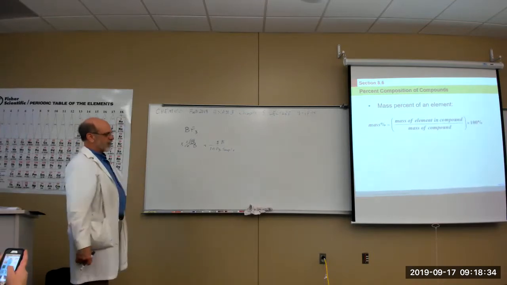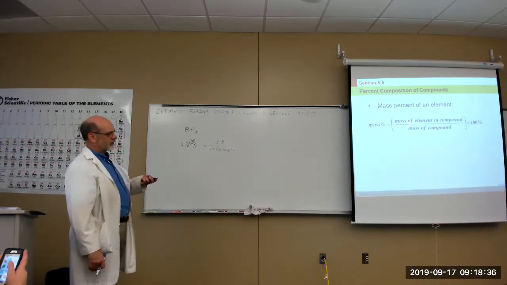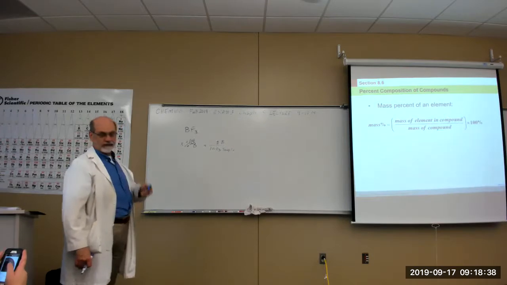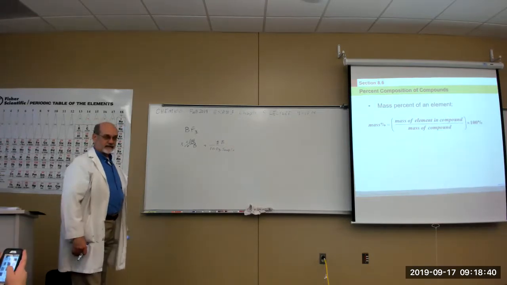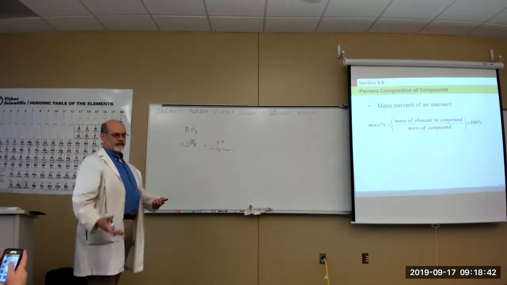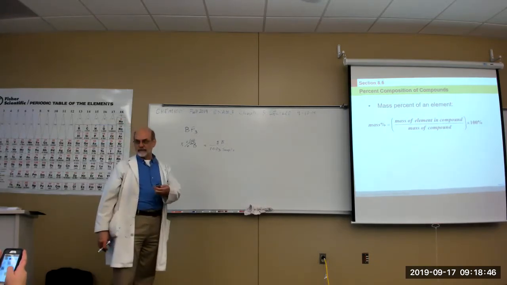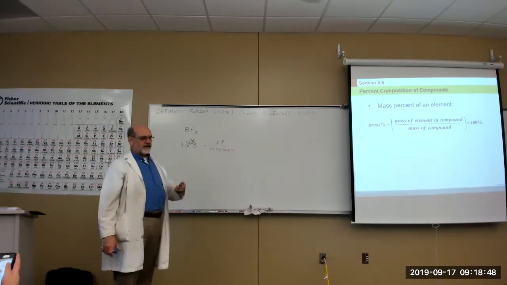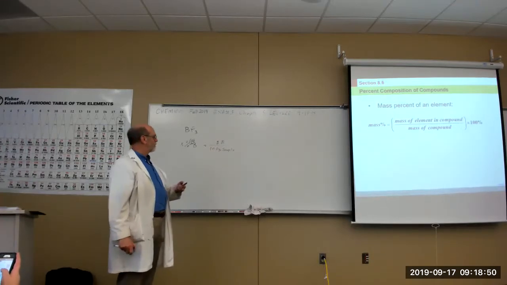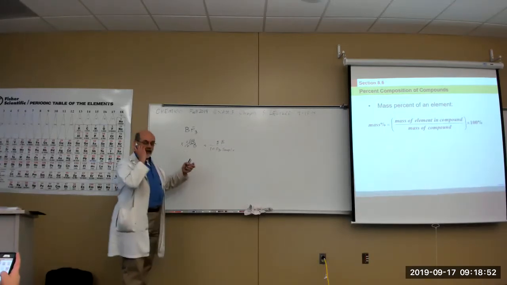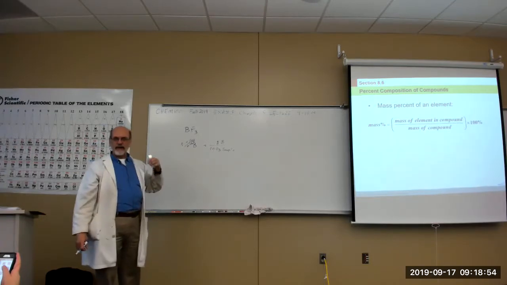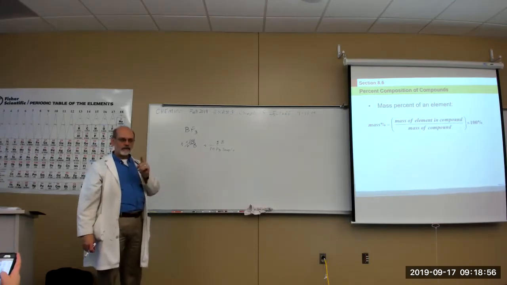So this is technically how you do it: the mass of the element divided by the mass of the compound times 100 is your mass percent. It's very convenient to report the analysis of a compound that way. But it doesn't tell us anything about the formula. Say you know that your compound is made up of only boron and only fluorine.